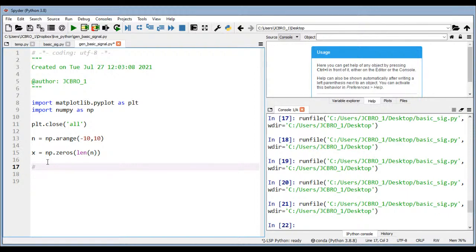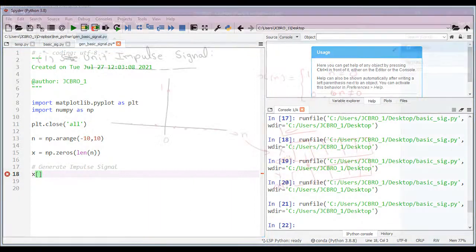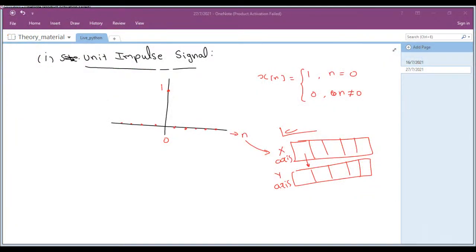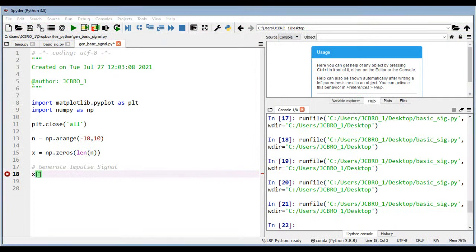So first of all, generate the impulse signal. We will find where n equals 0, because wherever n equals 0, in order to generate the impulse, we have to put the value 1, right? So we'll find that index at which n equals 0, and we'll make it 1. That's simple, right? And then we will plot.